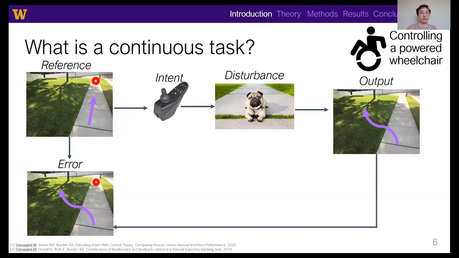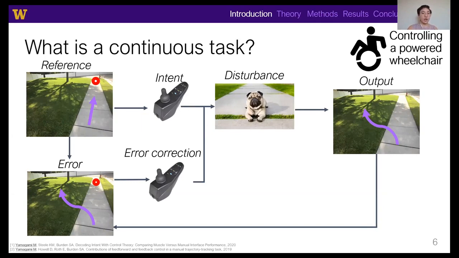And that means that the person must correct for their error in order to move back towards the right onto the pathway. Unlike the typing case, however, the error correction and intent are often implemented simultaneously by the user moving the joystick that controls the wheelchair. And in fact, errors don't just arise from environmental disturbances like avoiding a dog. They can also come from the person themselves through motor disturbances like tremors.